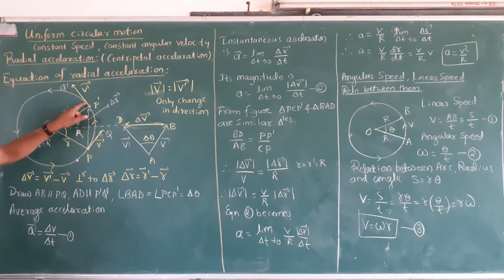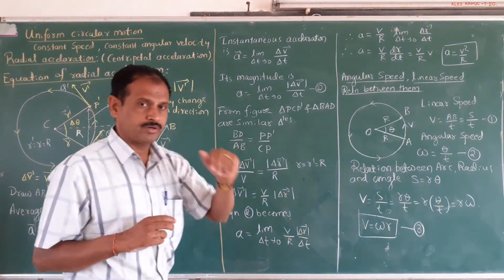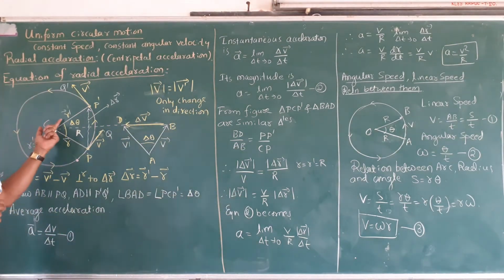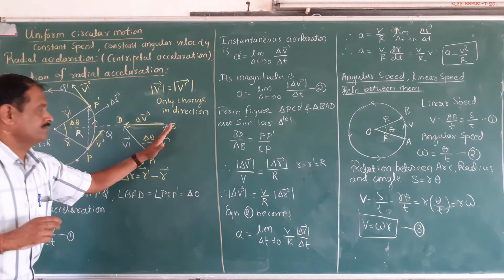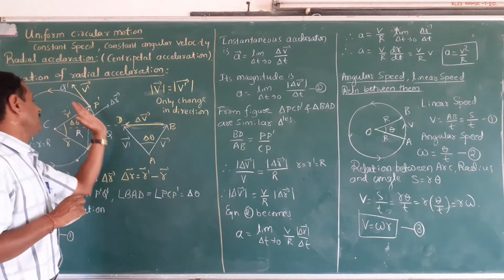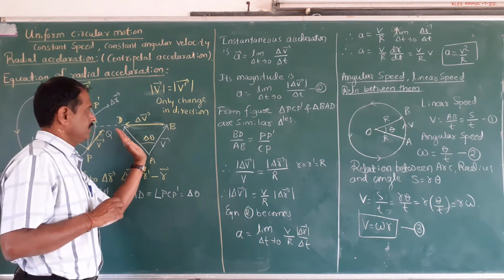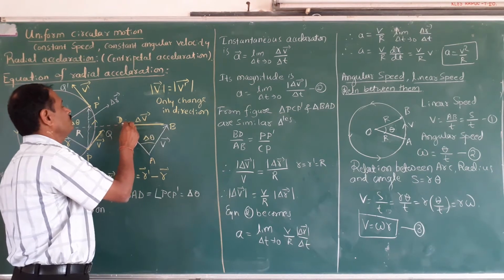Now here, the final velocity v dash and the initial velocity v have to be taken. The magnitude is the same but only the direction changes. Now the change in velocity: vector v dash is perpendicular to vector v. This is very important. Now the angle is delta theta. This is the velocity v, and we draw the parallel vector. It is the final velocity, this is vector v dash.